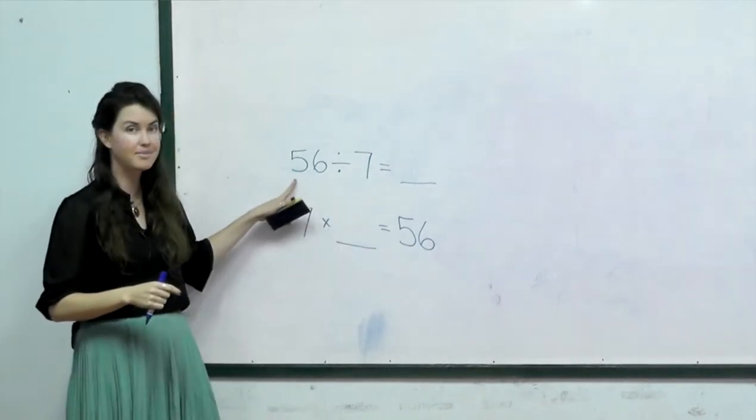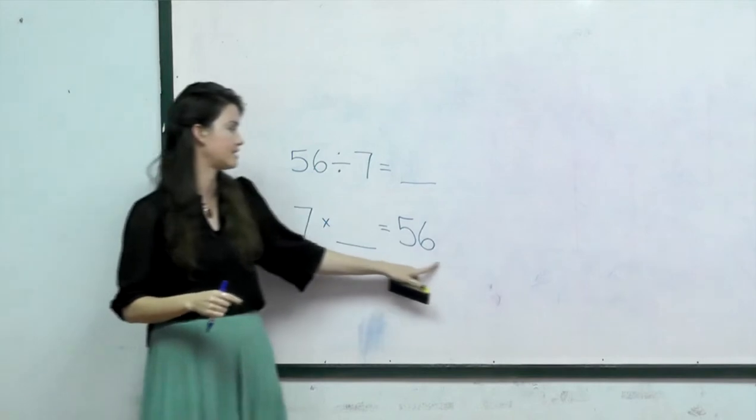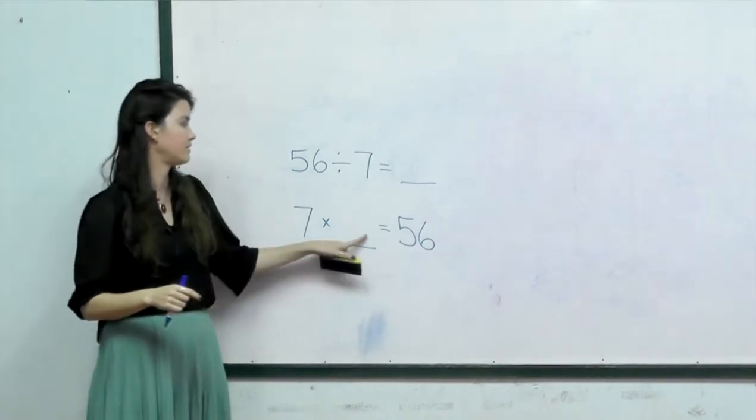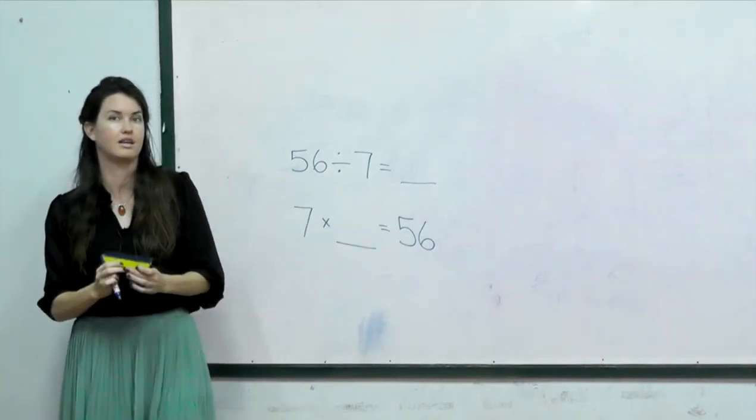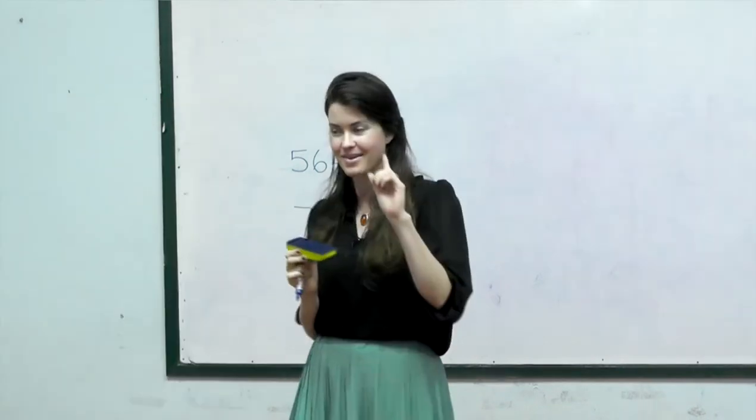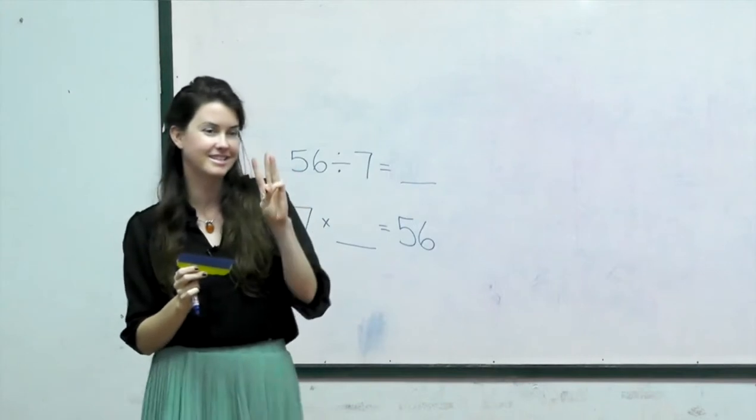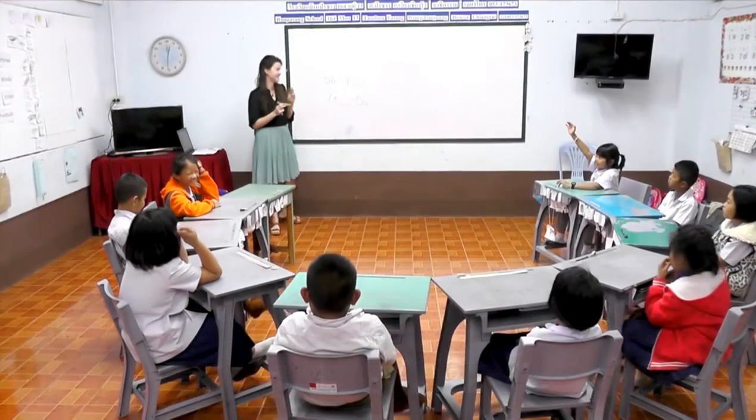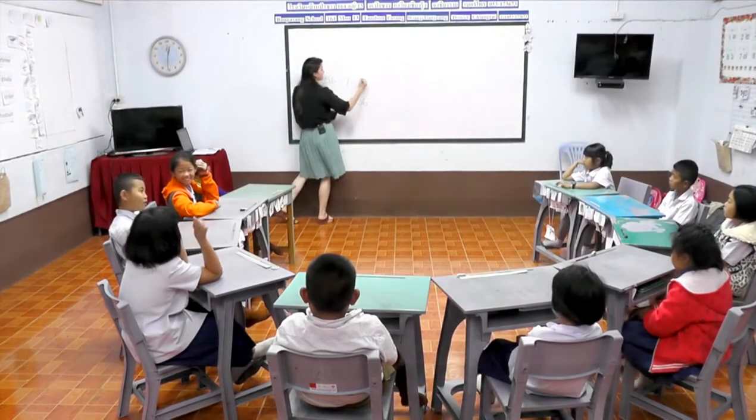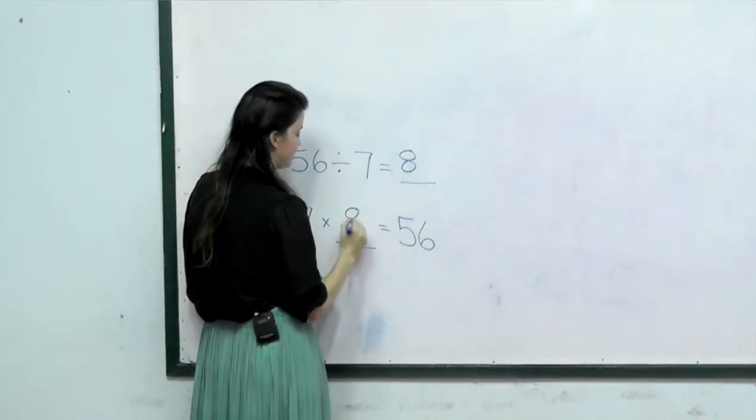We take our biggest number. Instead of being first, it's last. And we look for our missing number here. Okay, you guys got it? Got it. 1, 2, 3. 8. Good, it's 8. You are right.